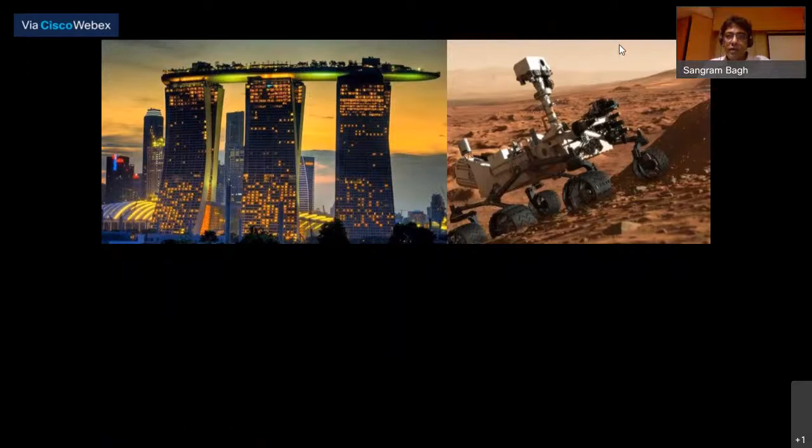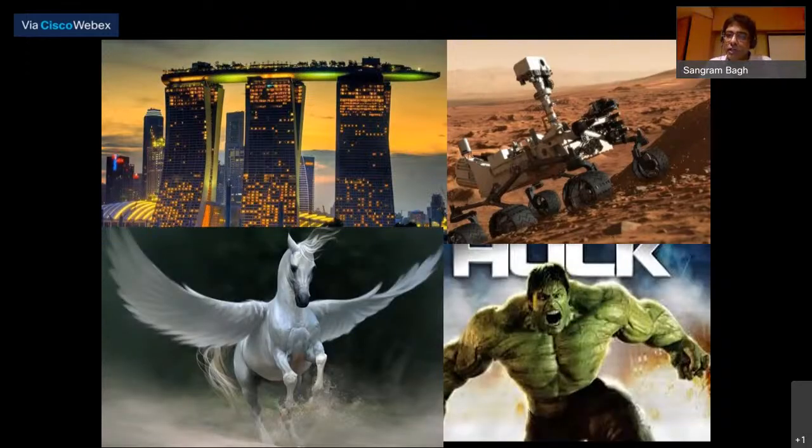So here, what you can see is some engineering marvels. When you think of engineering, this is a very nice building in Singapore. And here you can see a rover on Mars. We always think about this kind of engineering. But have we ever seen engineering like a Pegasus or a hawk? I'm sure that you haven't seen this kind of engineering.